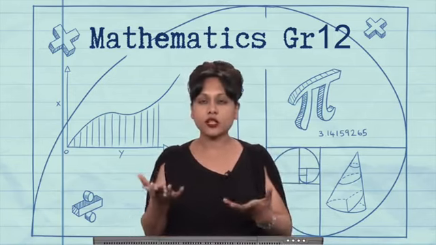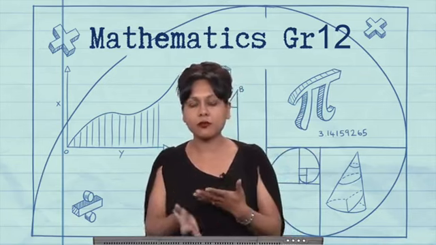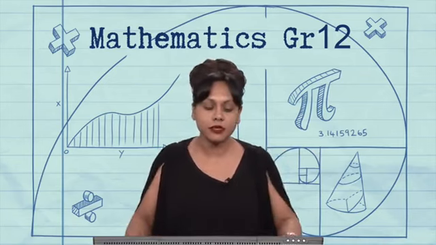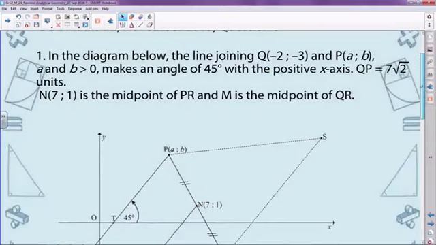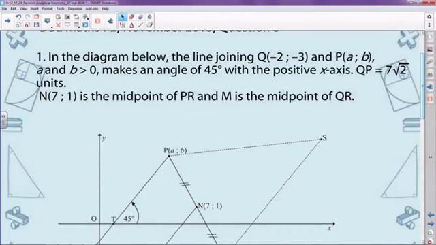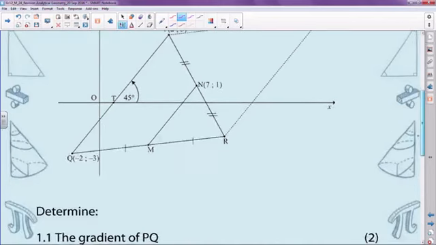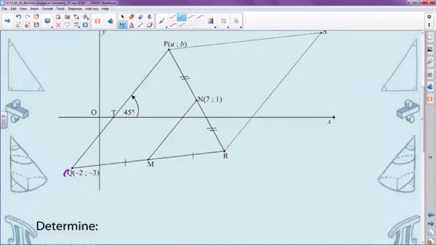So this question comes from a past paper. It's from the November 2015 paper, paper 2. Let's first read the question together and mark down the information. We are told that in the diagram below, the line joining Q with coordinates (minus 2; negative 3). Let's have a look in our diagram. Where is that? So that's Q there in the third quadrant.